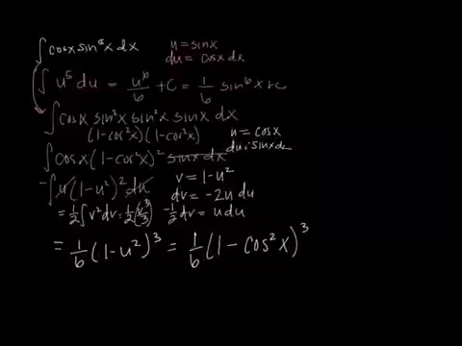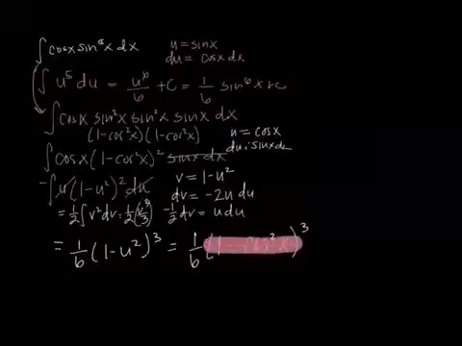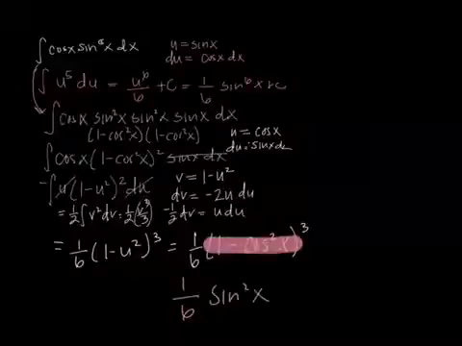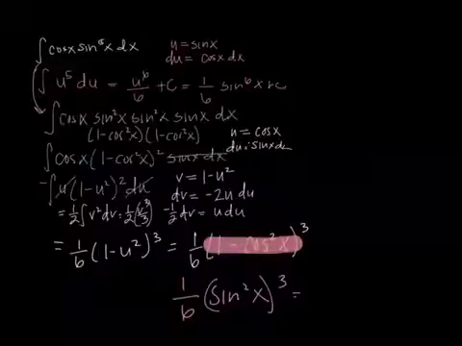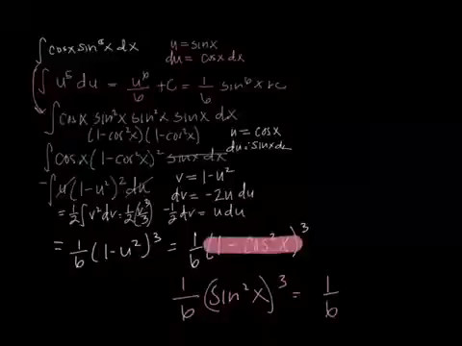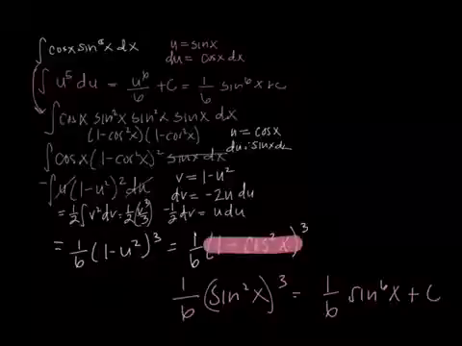But if I went one step further from our identities, that is sine squared of x. So I have 1 over 6 sine squared of x to the third, which is 1/6 sine to the 6th of x. Don't forget the plus c, which is the same answer here and here.